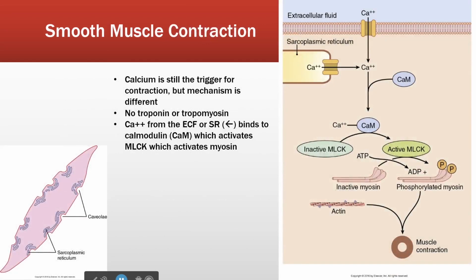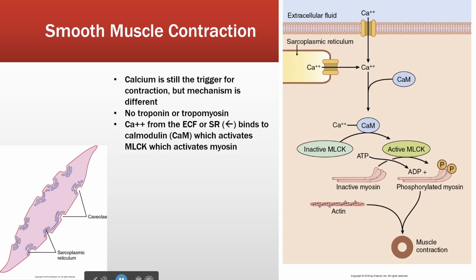All right, so what is the mechanism for contraction? I said it was still calcium, but the system is a lot older. It's a lot less refined. So in skeletal muscle, the calcium that causes contraction comes from inside the cell, right, from the sarcoplasmic reticulum. In smooth muscle, the calcium that causes contraction comes from outside the cell. It has to come from the extracellular fluid. Calcium enters, then something strange happens.